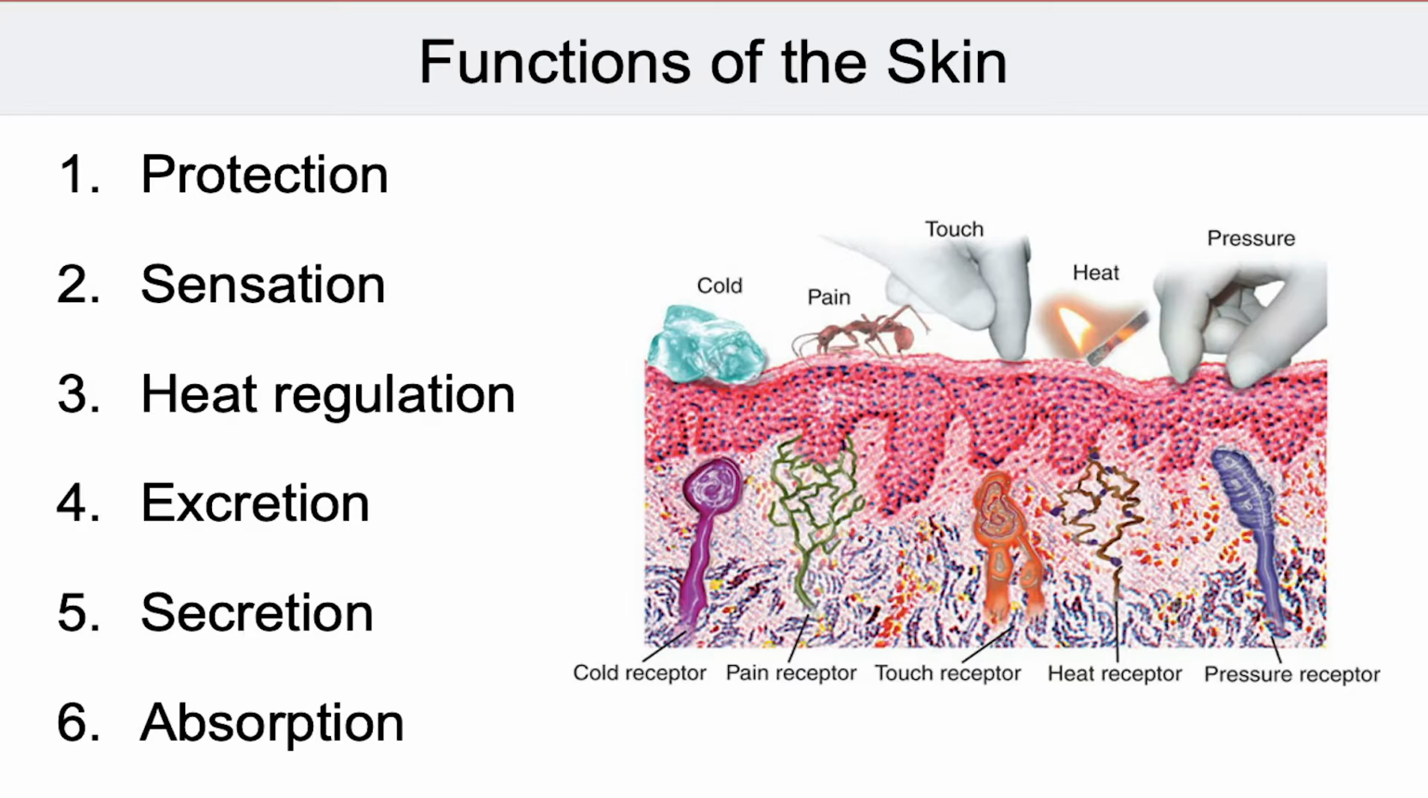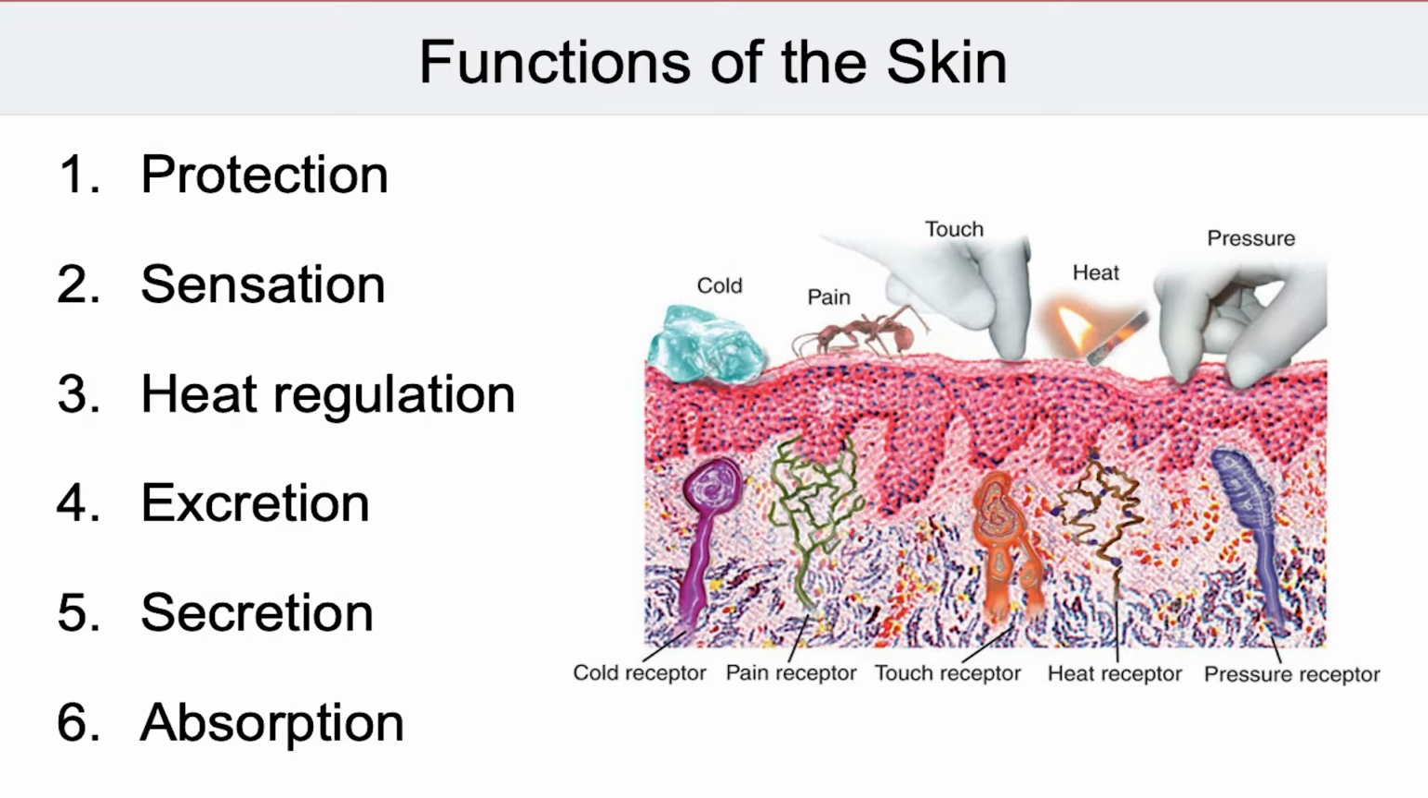Functions of the skin. There are six functions of the skin, and you need to know them: protection, sensation, heat regulation, excretion, secretion, and absorption. The first one is protection. It protects the body from any injury or bacterial invasion. It's the outermost layer, covered with a thin layer of sebum and fatty lipids to make your skin waterproof.